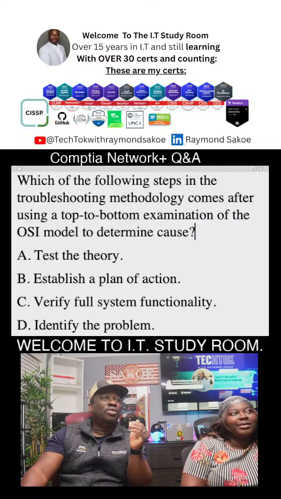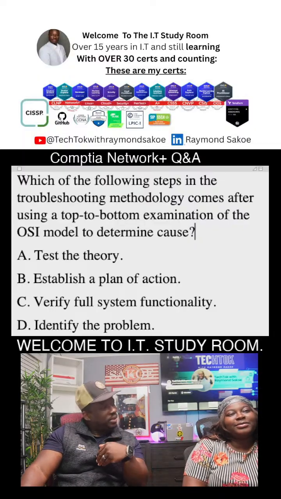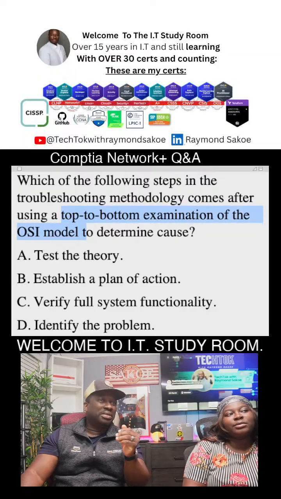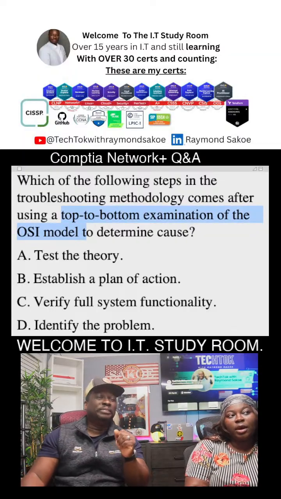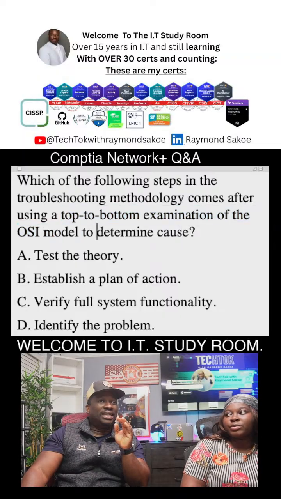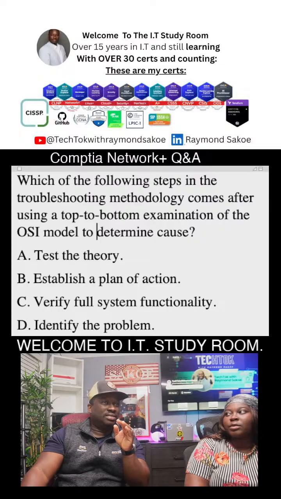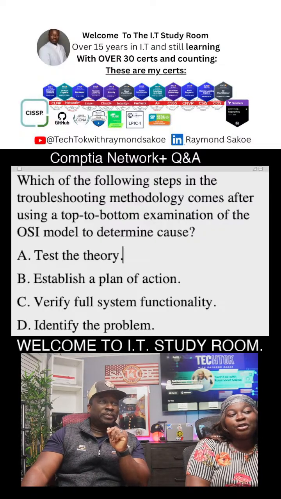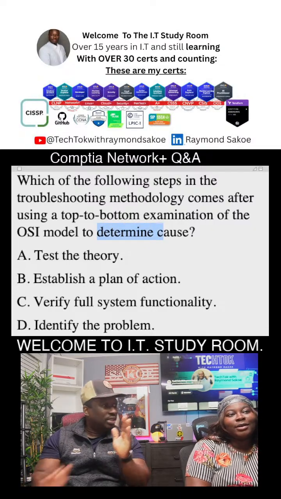So now, what do you think the next step would be? Using the top-down approach of the OSI model, it's a little confusing. But either way, it's saying that they've determined what the cause is. So now, in your case, what would be the next thing to do after you determine the cause? Yeah, exactly. You know exactly what the cause is.